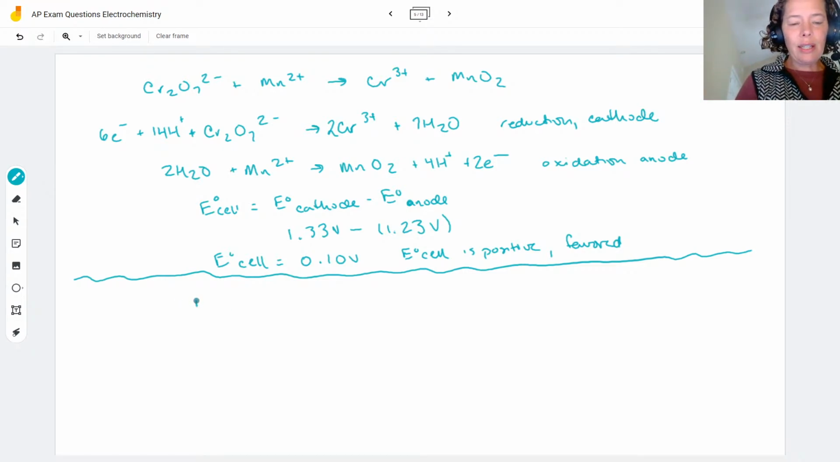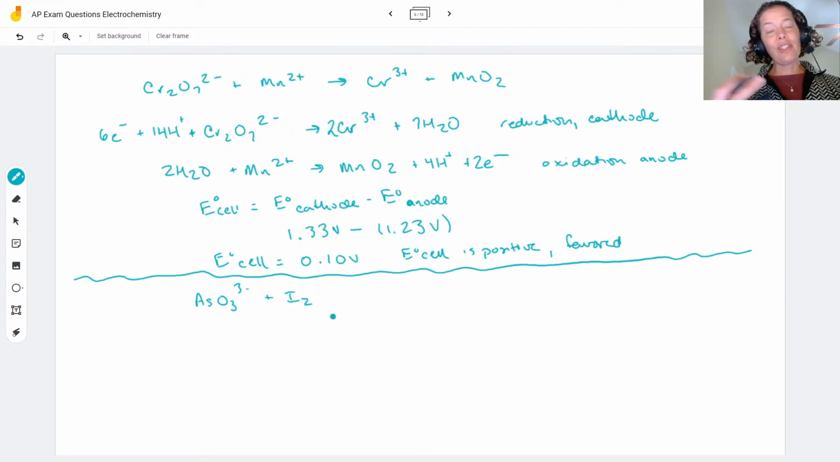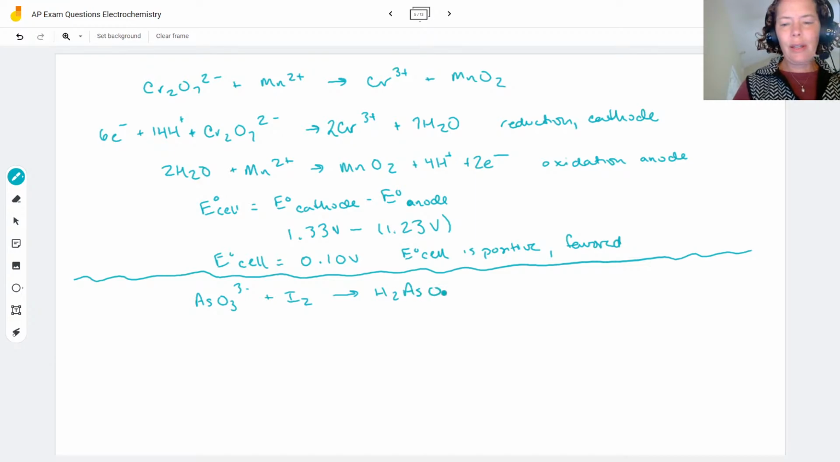All right, so we've got AsO3. Remember, your iodine is one of the diatomics, just like hydrogen when it's in its elemental form is H2. Iodine is I2. So that is just something that your AP exam is going to expect you to know. And iodide. Okay, so here are my species in the right place, but I need to pull out my half reactions and I need to balance them. So let's start with our arsenic compounds first.